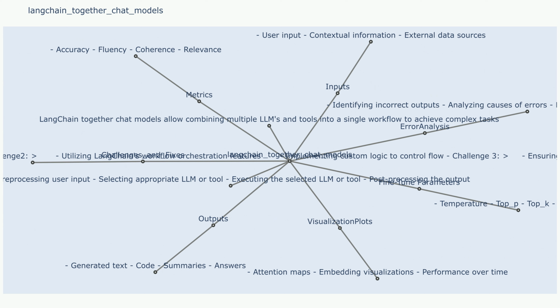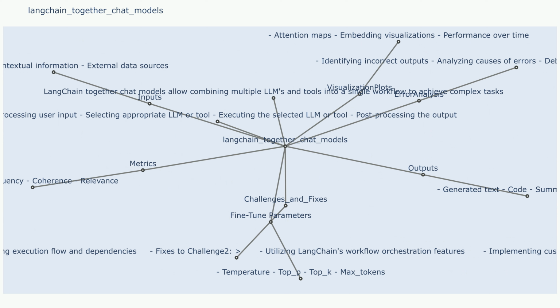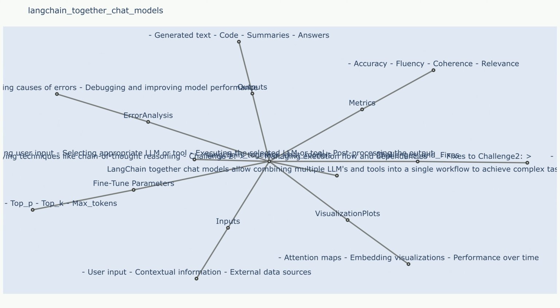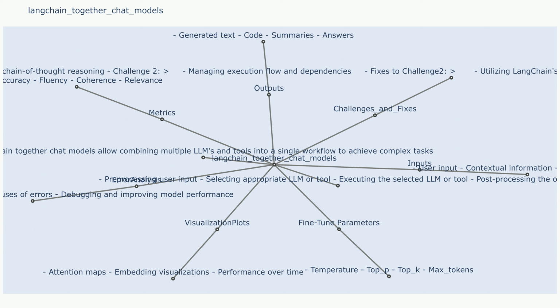Metrics. Metric 1: response quality, this evaluates the accuracy, relevance, and coherence of the generated responses. Metric 2: conversation flow, this assesses the smoothness and naturalness of the conversation, ensuring a seamless user experience. Visualization plots. Visualization plot 1: conversation history, this plot displays the flow of the conversation, showcasing user inputs and model responses over time. Visualization plot 2: model selection, this plot visualizes the model selection process, highlighting the models chosen for each step in the chain.